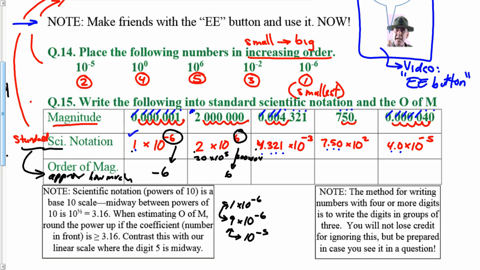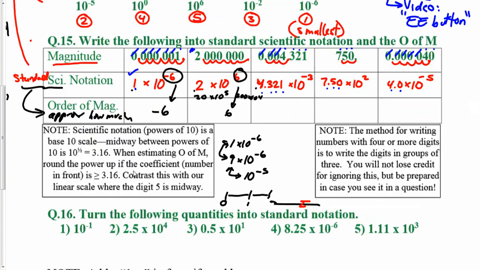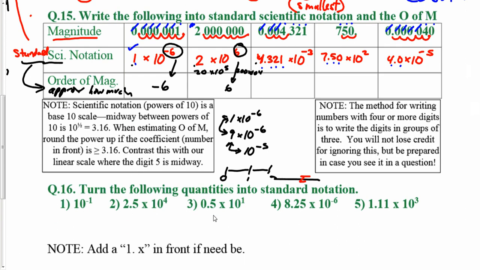And just like there's a rounding rule when you use a linear scale. So here it is. Here's your linear scale. You have a 0, a 1, a 2. Now, how exactly would you round in this scenario? Well, that's not so hard to do.